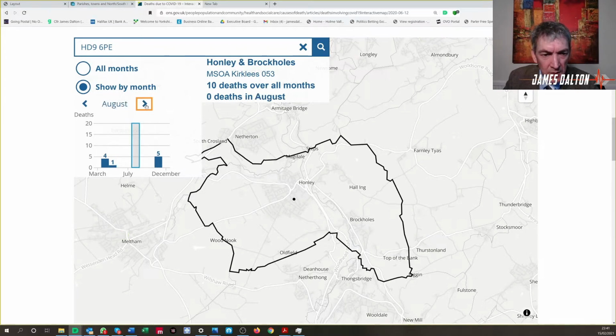June, July, August. That's around about when masks were coming in, just as we were coming up to the end of the Gompertz curve, and the epidemic was tailing off. Anyway, go through to November, and in November we've got, sadly, 5 people passed away. Thankfully, none in December. So there we have it. That is the Holme Valley Parish.